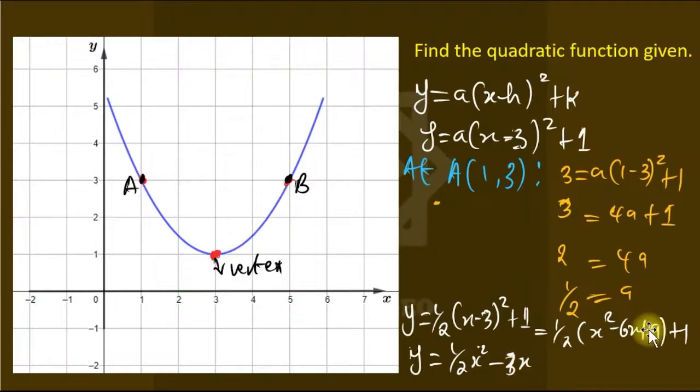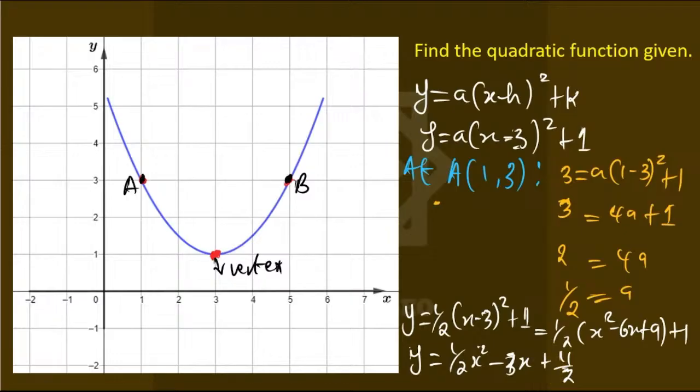So half times 9 is 9 over 2, plus 1. 9 over 2 is 4.5, plus 1 is 5.5, which is 11 over 2. So that's it. The answer is either left in this form or this form. It depends on the option, which one is either this or this.